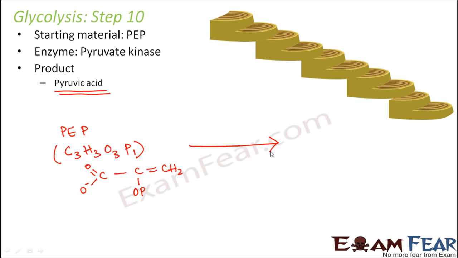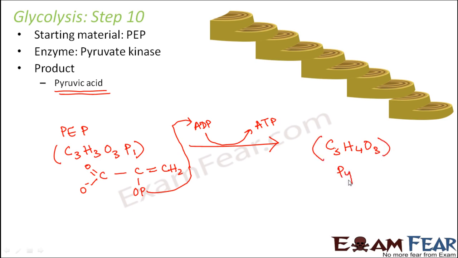Now this, under the action of the enzyme pyruvate kinase, what happens? This enzyme will transfer a phosphate ion from this compound to ADP. So again, diphosphate is present in the cytosol. So this phosphate group will be snatched from this compound, that is PEP, and it will be transferred to ADP. So ADP will become ATP, adenosine triphosphate, and we will be left with the molecular formula C3H4O3, and this is nothing but pyruvic acid or pyruvate, whatever you call it.